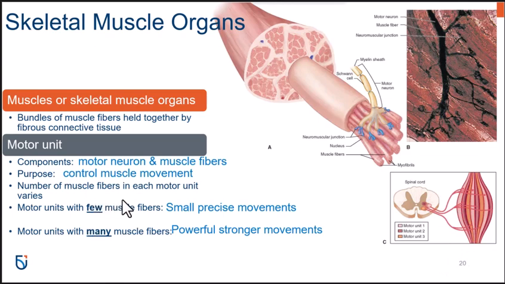And the number of muscle fibers that are found in each motor unit is going to vary. So if we need very precise, small movements, our motor units, so the motor neuron and the muscle fibers, are going to contain overall few muscle fibers. But when it comes to more powerful, stronger movements, this is where we're going to need a motor unit that consists of a motor neuron and many muscle fibers. So the difference here would be using your hand to do something versus helping somebody move something. And here again is a motor neuron and the multiple muscle fibers that it innervates, making up a motor unit.